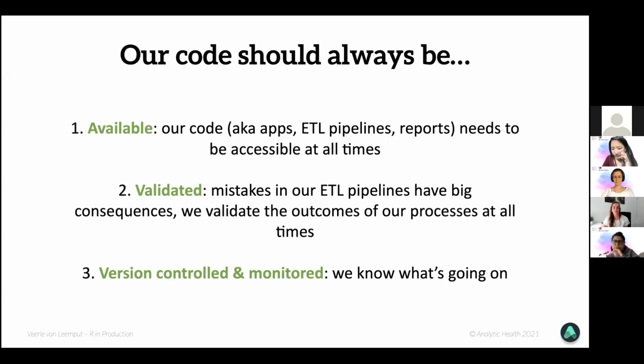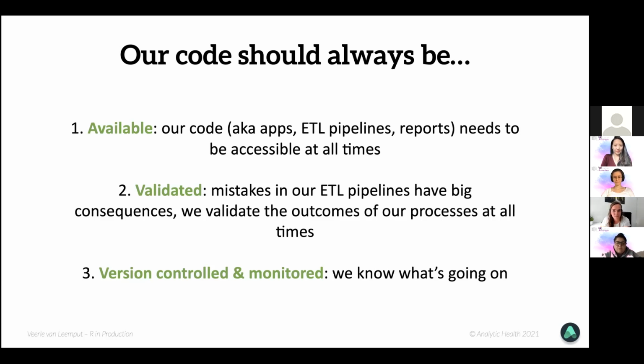So we also need to make sure that our code is validated. We need to make sure that whatever we are producing or serving to the customer is validated. So we should know that whatever we have as an outcome of a process is validated. And then the last thing that's really important to us is that it's version controlled and monitored, because we just need to know what's going on. Basically, our business is delivering apps and data, so we need to make sure that whatever happens, we know what's happening.